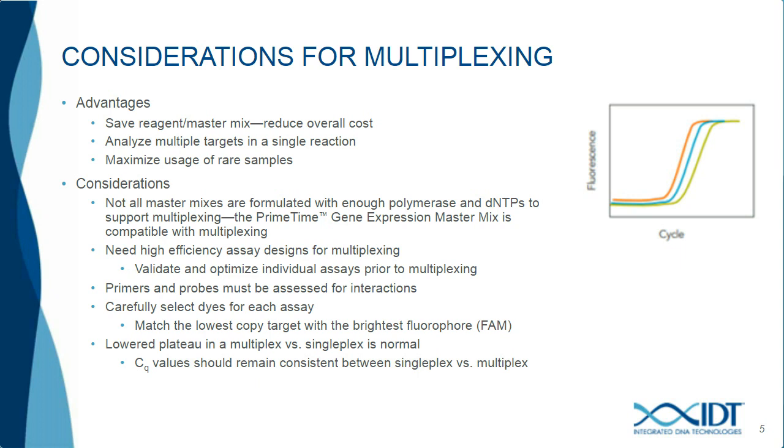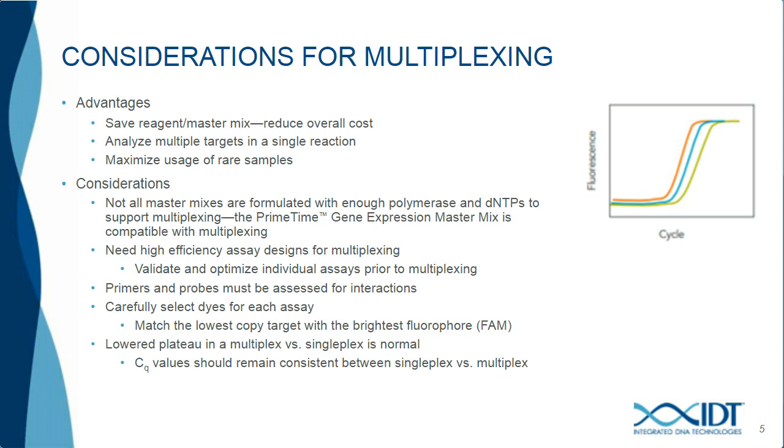Another consideration is high efficiency assay designs for multiplexing. Each assay should be validated and optimized as individual assays prior to multiplexing. The primers and probes from each assay must be assessed for any interactions, either self-dimers or dimers within the assay or inter-assay dimers. And we'll look at this later on in today's talk.